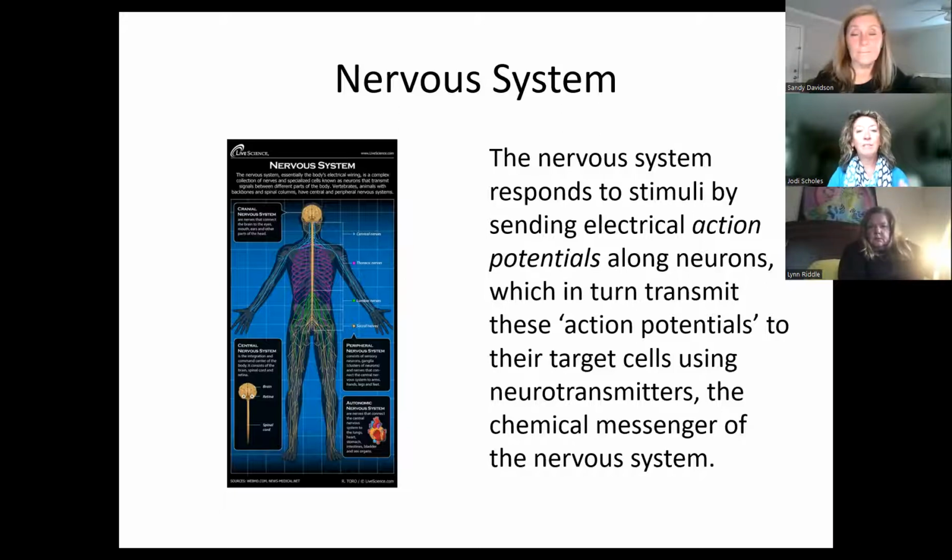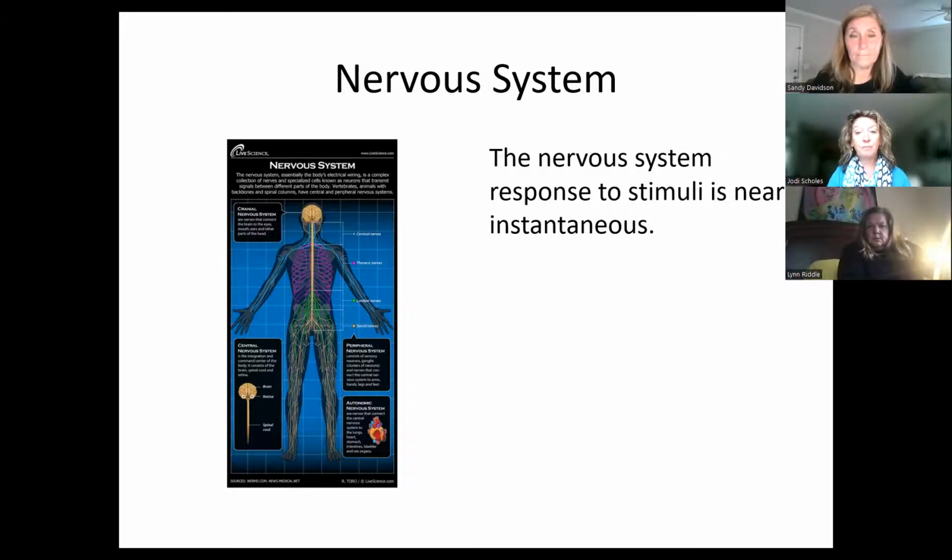But we're here to talk about the benefits of massage on the nervous system. So the nervous system's response to the stimuli is really almost instantaneous. However, the massage therapy can actually improve the communication of your nervous system. So central nervous system to peripheral, let's take a look at that.